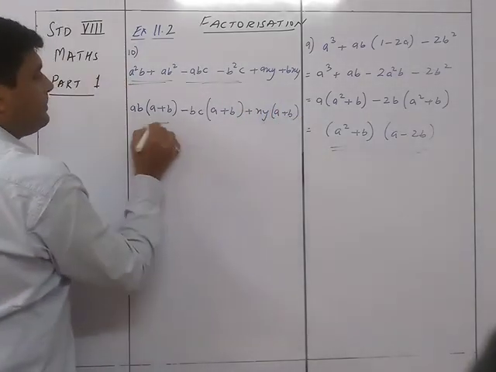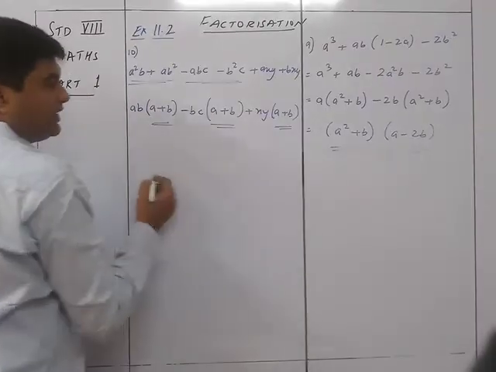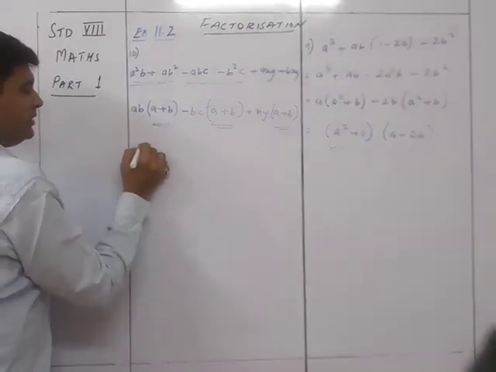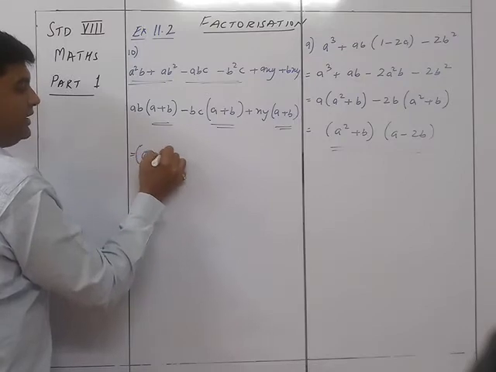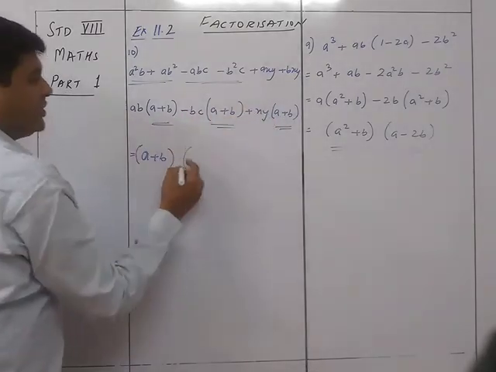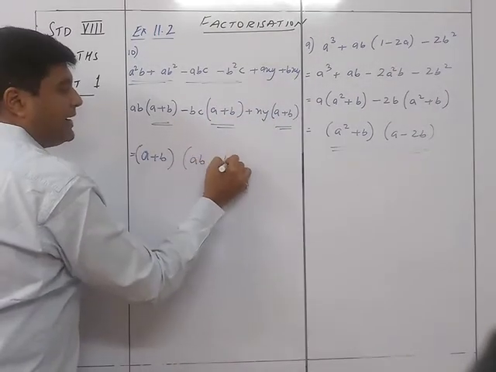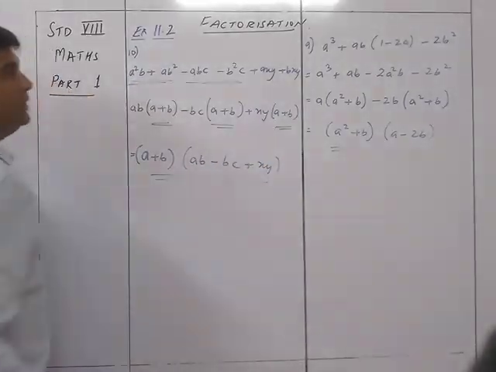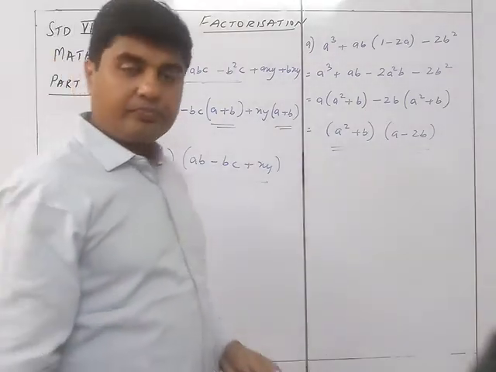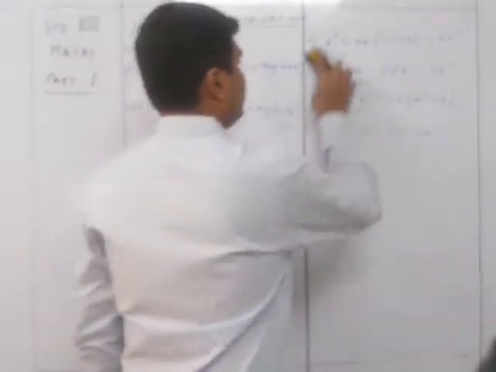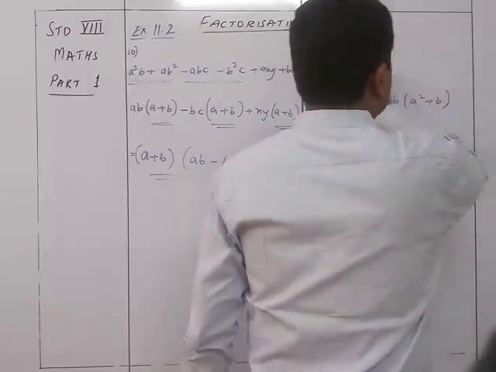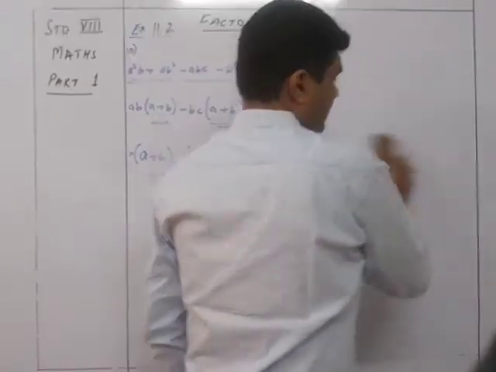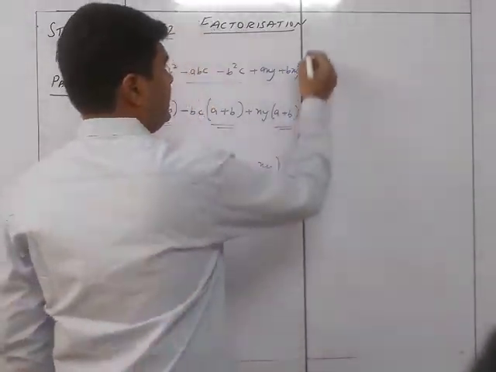So now you see that a plus b is common here, here and here, all of them. So we are going to take this as common. We get (a plus b), and the other bracket will be the combination of all this, that is ab minus bc plus xy. That is sum number 10. Got it? We move on to the last sum of this particular exercise, and also the last sum of the video. That is sum number 11.